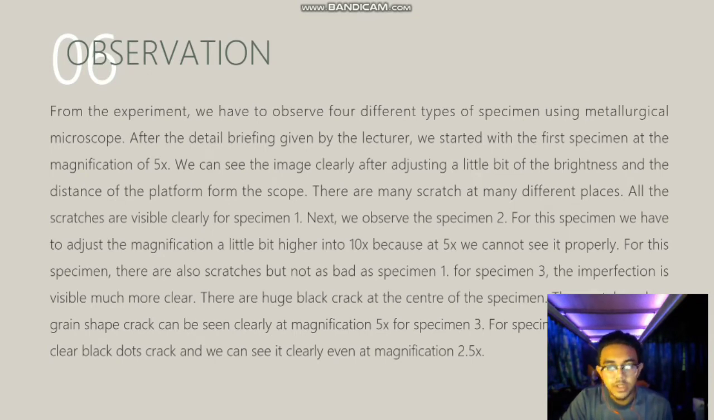For specimen 3, the imperfection is visible much more clearly. There are huge black cracks at the center of the specimen, and the crystal crack or the grain-shaped crack can be seen clearly at magnification 5 times for specimen 3. And for the last one, specimen 4, there are also clear dots and cracks that we can see clearly, even at the magnification of 2.5 times. That is all for my part. Thank you.